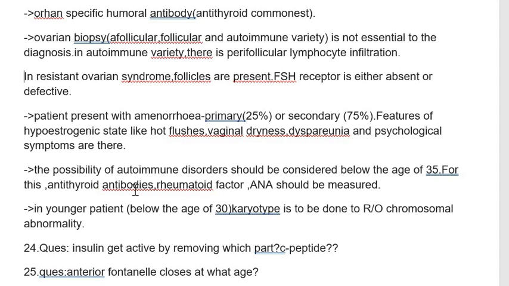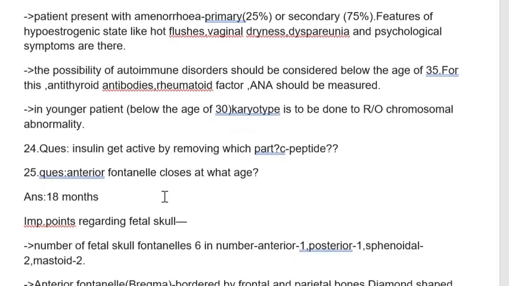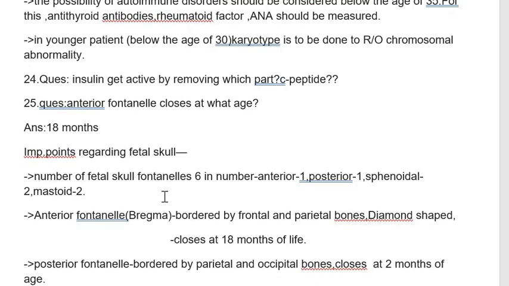And the possibility of autoimmune disorder should be considered below the age of 35. For this, anti-thyroid antibodies, rheumatoid factor, and anti-nuclear antibodies should be measured. In younger patients, below the age of 30, karyotype is to be done to rule out chromosomal abnormalities. In each exam, they are going to ask you at least 2 questions on premature ovarian insufficiency, so you should try to remember them.